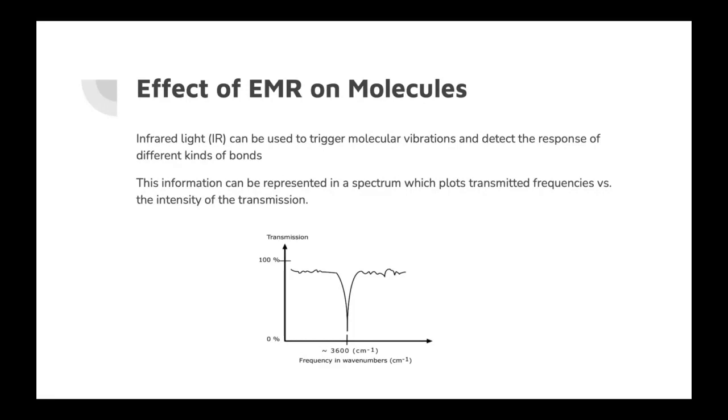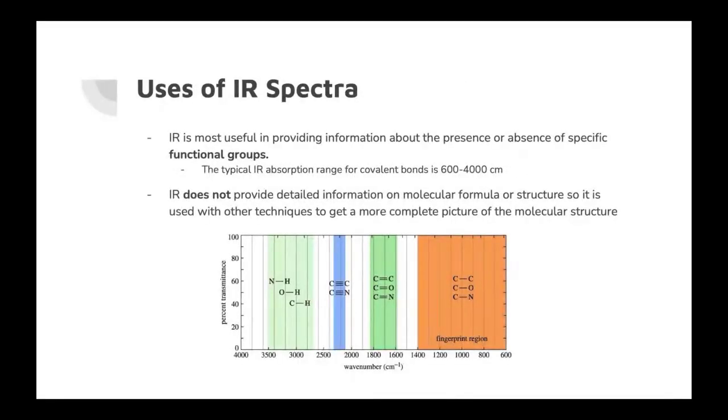Next, we can talk about some uses of the IR spectra. IR is most useful for providing information about what kind of bonds you have or what kind of functional groups you have. IR can't really tell us the exact structure or formula, how long the carbon chain is, for example. So it's usually used in combination with CNMR or HNMR to get a more detailed look at the structure.